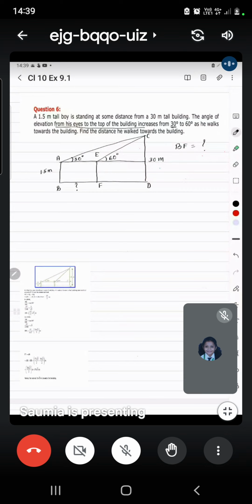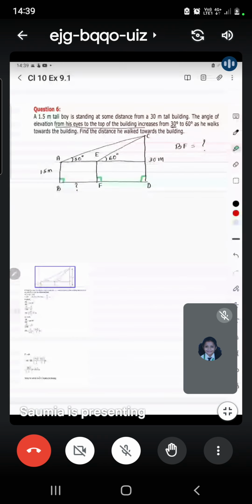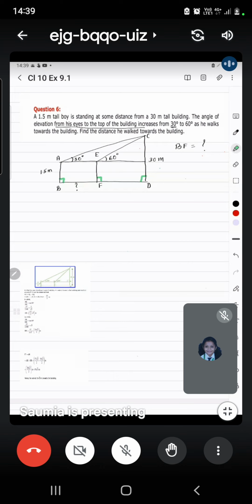Okay? Now, we are supposed to find out the distance BF. Now, how are we going to do it? We know we are going to use applications of trigonometry, and we know applications of trigonometry will be used only when you have right angle triangles in existence. Now, let us see where the right angle triangles are. The building is going to stand perpendicular. So this is perpendicular. The boy is standing perpendicular. So these three angles are surely right angles. Correct?